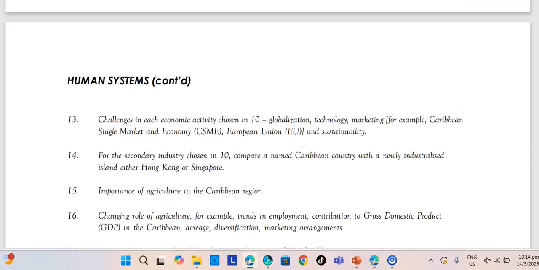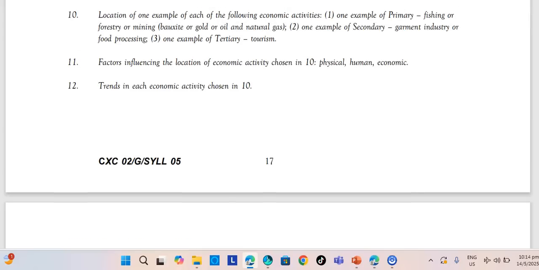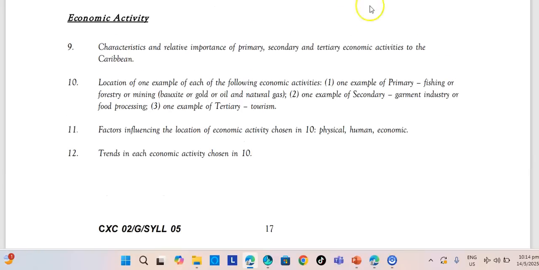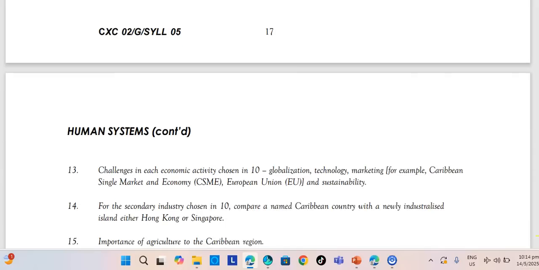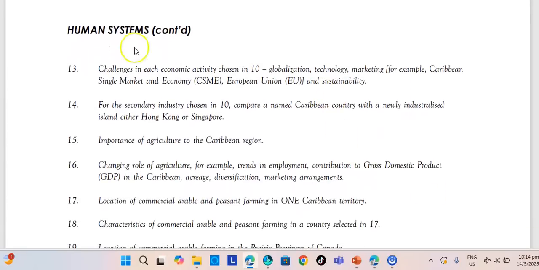Now, what are the challenges in each economic activity? If you're going to write about the challenges in economic activities, you have to look at globalization, technology, marketing, for example, the Caribbean Single Market and Economy. We could also look at the European Union and sustainability. Please remember when they are talking about economic activities, they are talking about primary, secondary, and tertiary economic activities. So we're going to look at the challenges in each economic activity: primary, secondary, and tertiary.